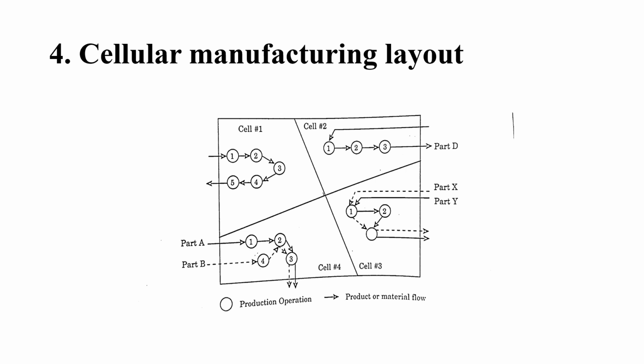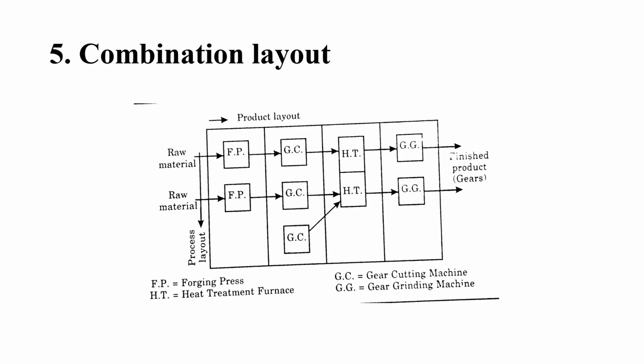Next, let us go for the last, that is the combination layout. It is the combination of product layout and process layout. Some manufacturing units require both the product layout and the process layout. To reduce the bottlenecks, they are using the combination layout. All the things cannot be done in a sequential way of operations or in a functional way. To reduce all these problems, the combination layout is used.